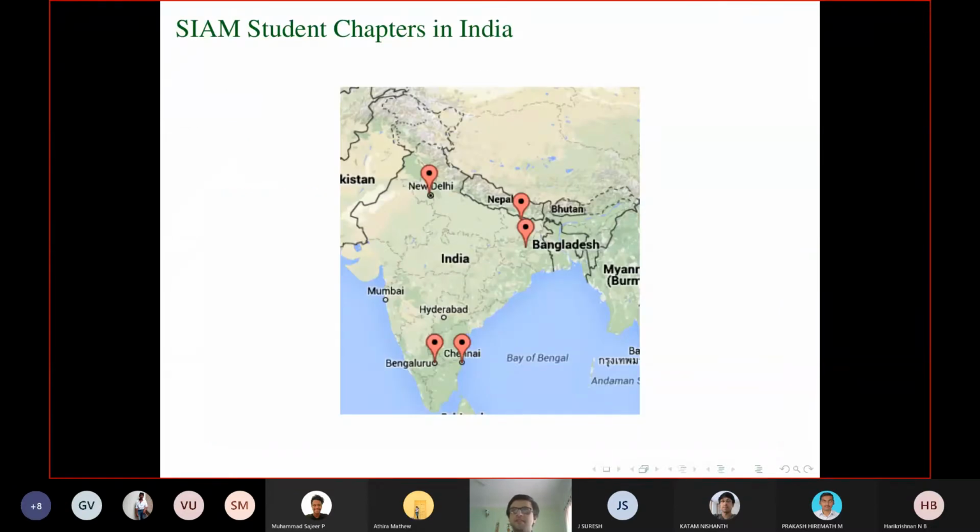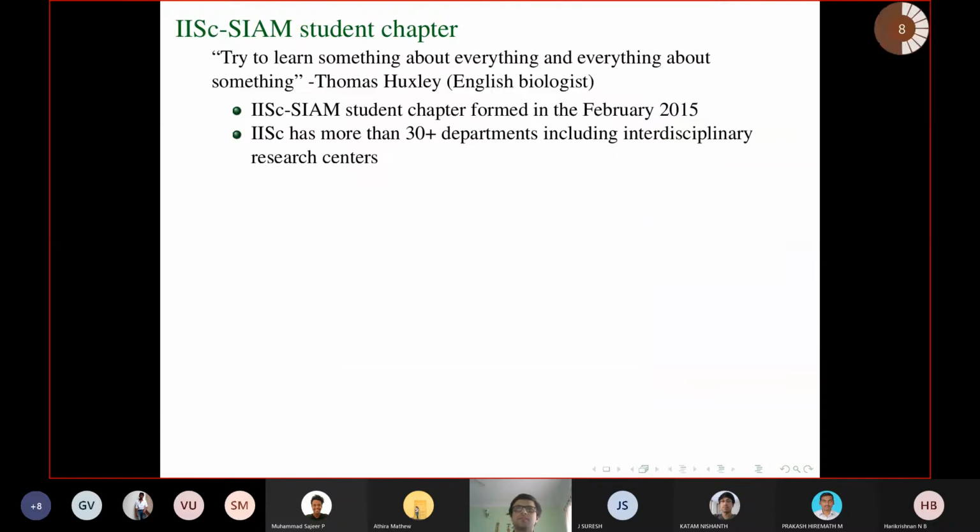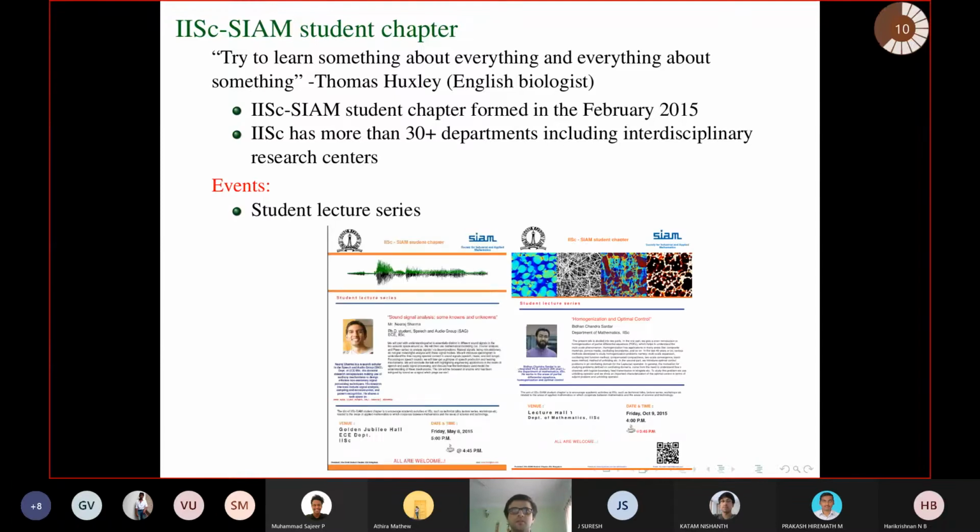In India, the IISc-SIAM student chapter is present at various locations. There are many more chapters now, and IISc has one of the SIAM student chapters. It was founded in February 2015, and we have had volunteers from different departments as well. We predominantly started out by organizing student lecture series by PhD students or other master students, and it is not related to a particular field.